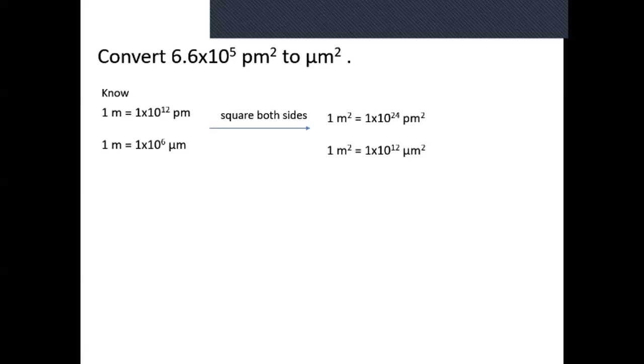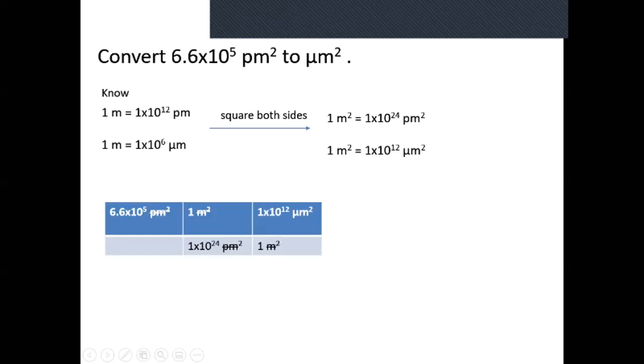So 12 times 2 gives us 24. 6 times 2 gives us 12. It's very important that you remember to square the exponent, or raise the exponent to the squared power. The most common mistake is students forget to do that. They just square the unit. It's very important that you square the power of the exponent. So now we have our conversion factors.